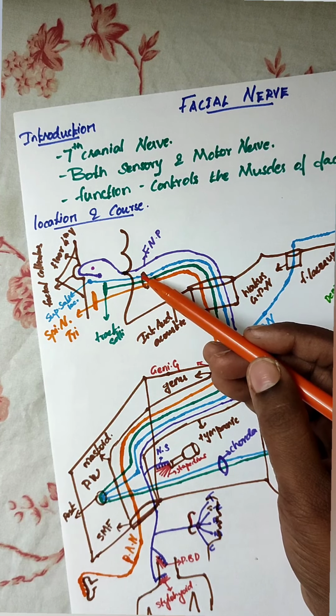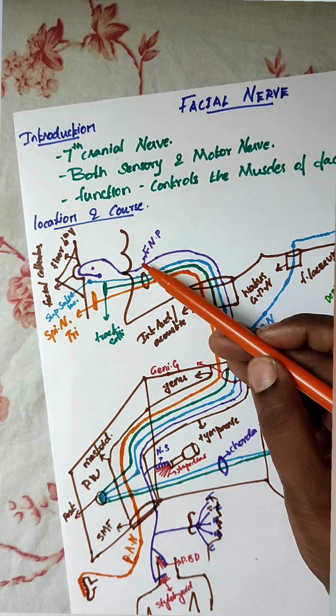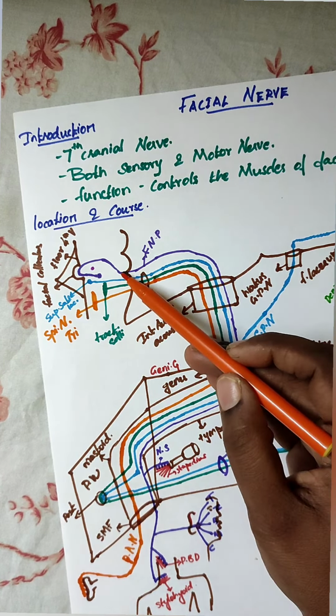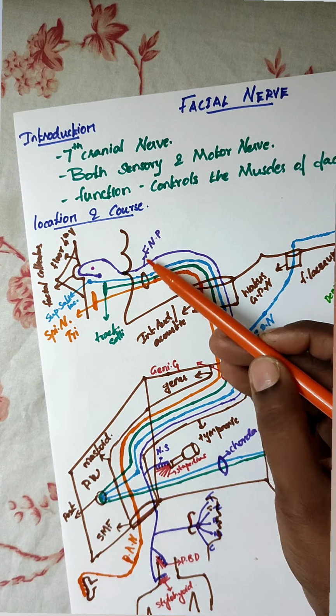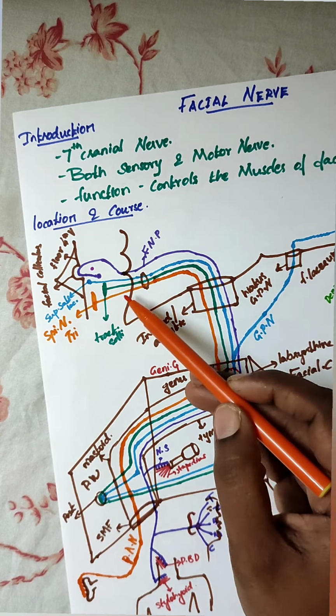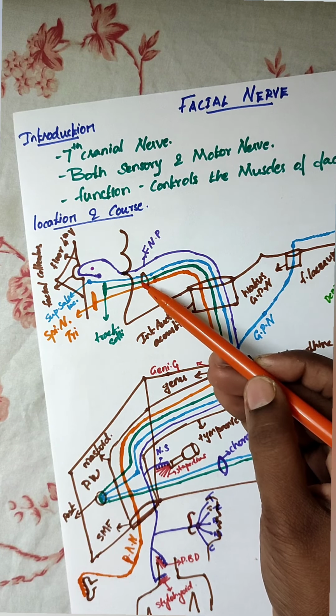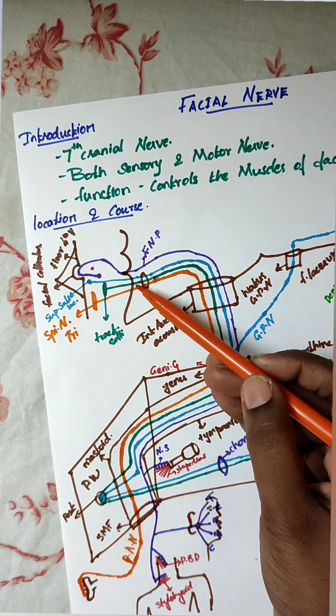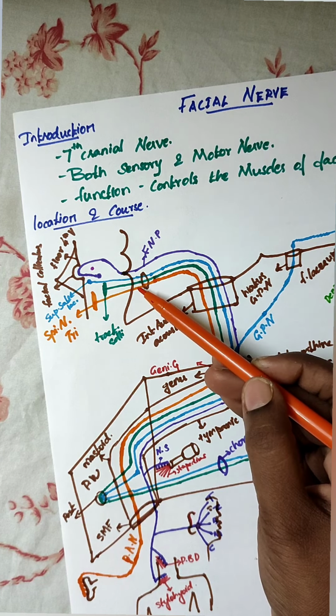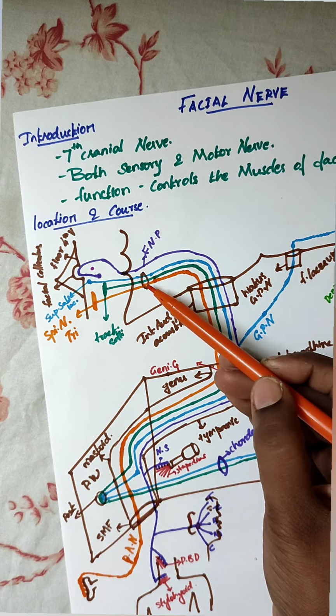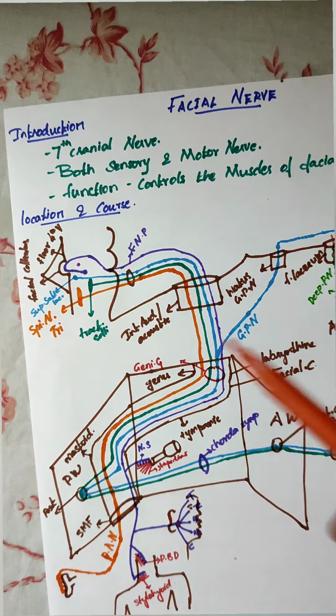The facial nerve is divided into two divisions. The facial nerve proper is the motor nerve from the motor nucleus. And the parasympathetic nerve fibers and the sensory nerve fibers from the tractus solitarius and the spinal nucleus of the trigeminal nerve, all together are known as the nervus intermedius.